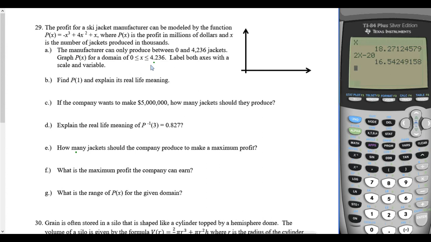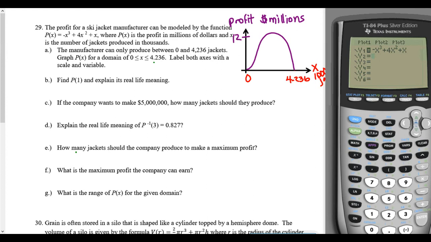Label both axes with a scale and a variable. All right, so I'm going to graph this in my calculator. I've typed the function in y1, and now I need to set my window. So for my window, my x min is going to be 0. My x max is going to be the 4.236 number. If you just want to call that 4.3, that's probably fine. And then I'm going to do my zoom fit or zoom 0.